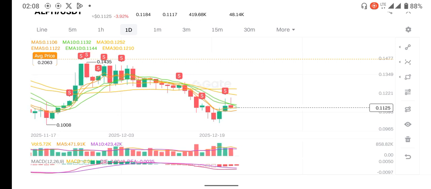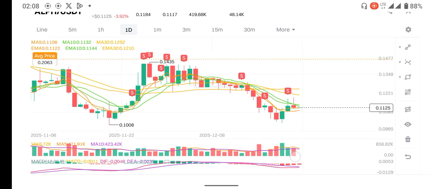We'll have our MACD below, and it shows the volume within the last 24 hours at this particular point.